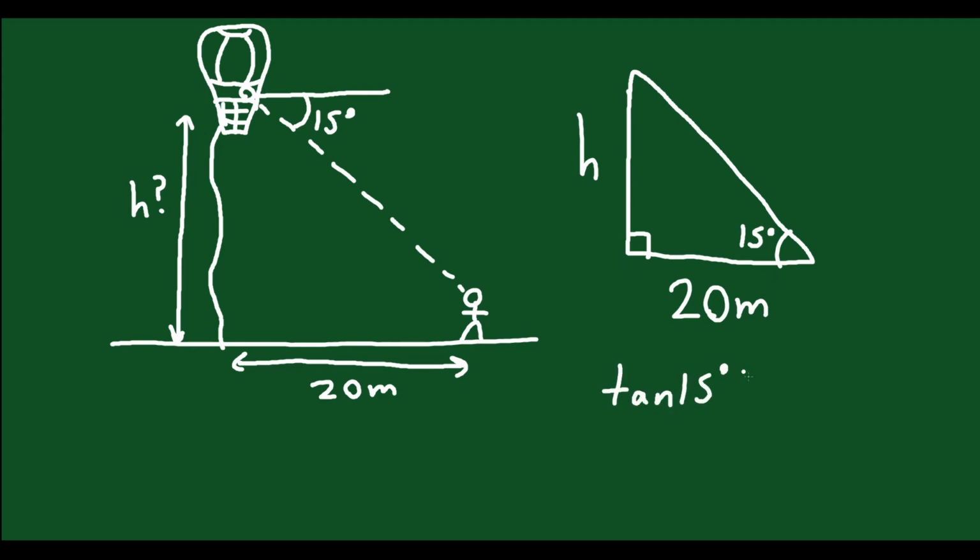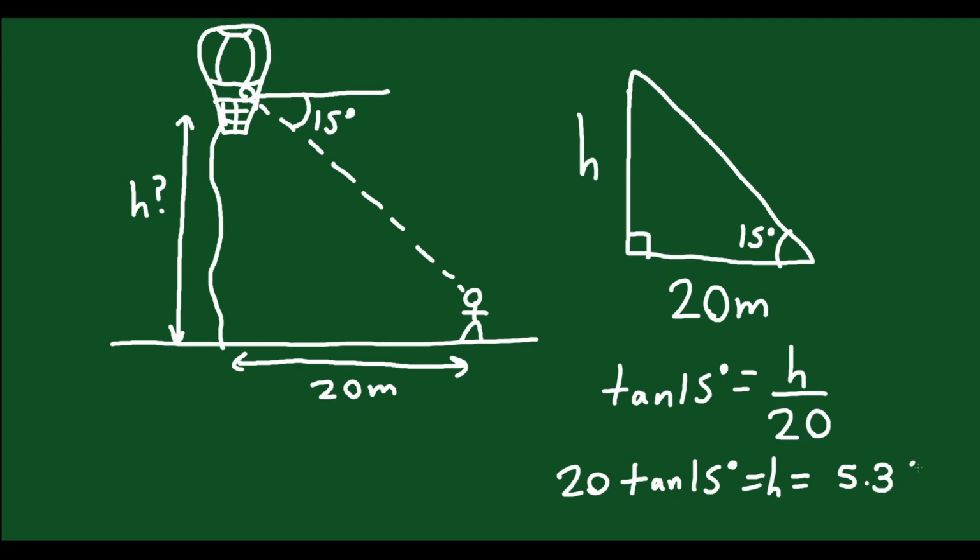Tan of 15 degrees is equal to the opposite over the adjacent. So 20 tan 15 degrees is equal to h. Therefore, h is equal to, if you calculate this, 5.36 meters, again approximately. So that's how high the balloon is up off the ground.